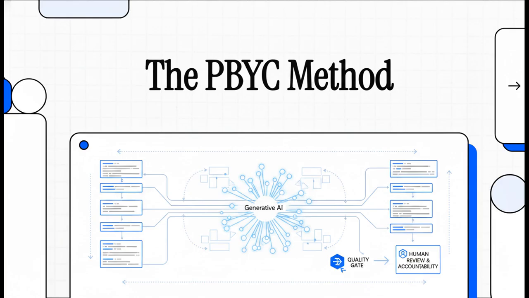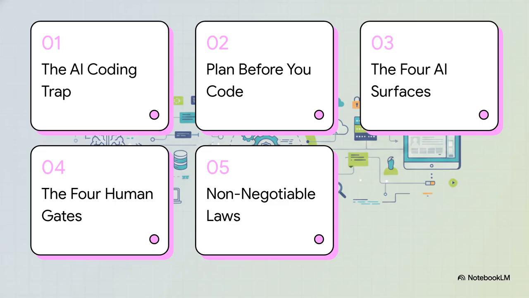So, if you've ever wondered how to safely scale AI in a development team without losing total control of your codebase, you are in exactly the right place. Let's get into it. Think of our agenda today as a strict blueprint, mirroring the exact discipline we're about to explain. First, we'll look at the AI coding trap. Then, we'll unpack the core philosophy, plan before you code. After that, we'll map out the 4 AI surfaces, look at the rigorous 4 human gates, and finally, lay out the non-negotiable laws that make this whole shebang work.